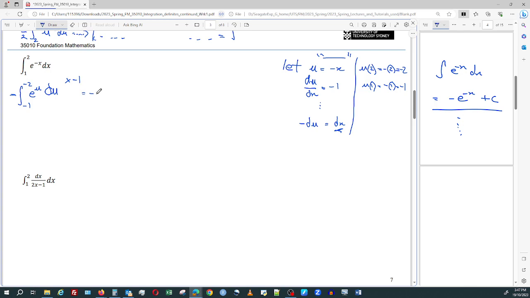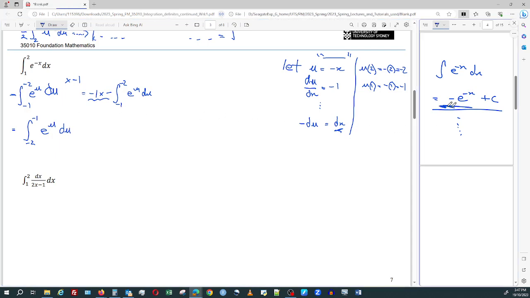So we're going to get minus 1 times the integral from minus 1 to minus 2 of e to the u du. That has the effect of making a plus, so I don't need to have a minus anymore. And it has the effect of doing this: the integral from minus 2 to minus 1 of e to the u du. Let's see what happens to the final result, because the maths shouldn't matter. Let's go ahead and do the integration.